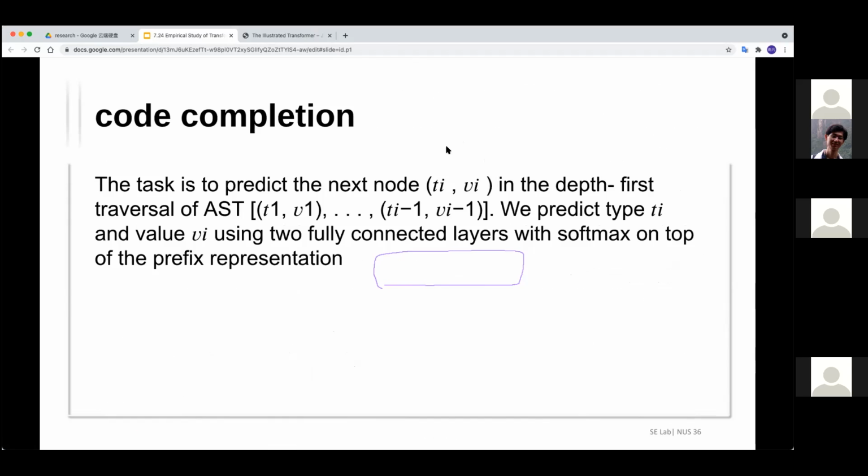Okay, so this is function naming, and the final task is code completion. Code completion just predicts the next node in the depth-first traversal of the AST tree, and there are two types. The first is the type, and the second is the value. He just used two fully connected layers to predict the tokens. Wait, so in this case, how does it decode the output? There's the vocabulary of code. He just outputs the most probable token in the vocabulary.